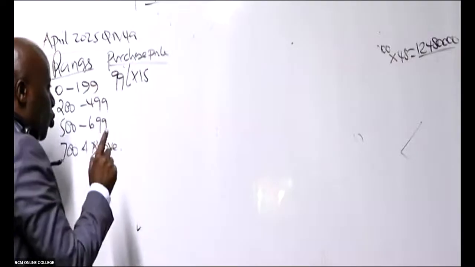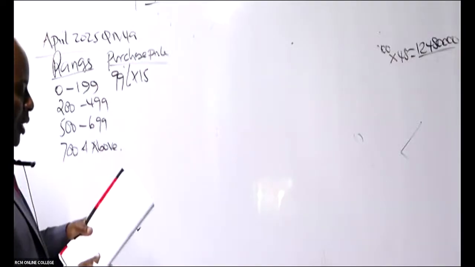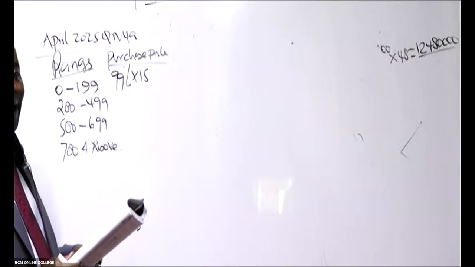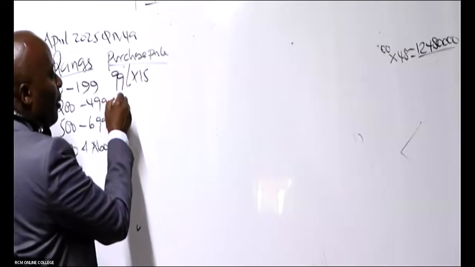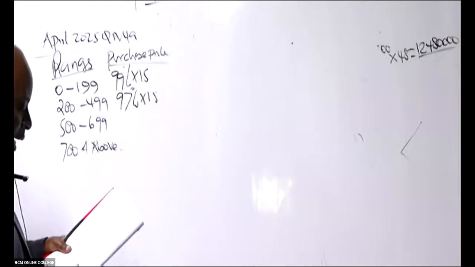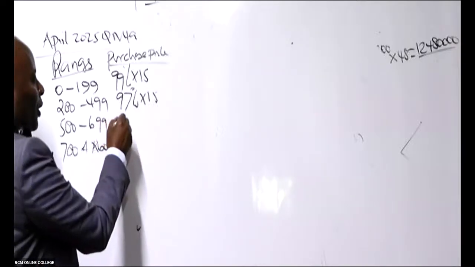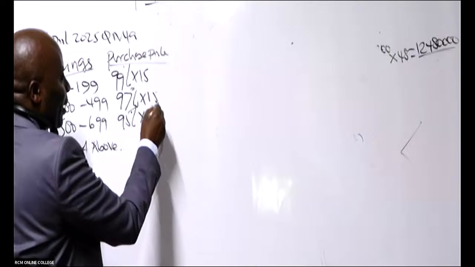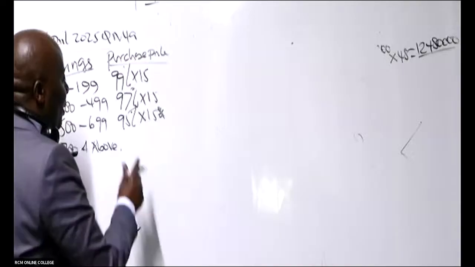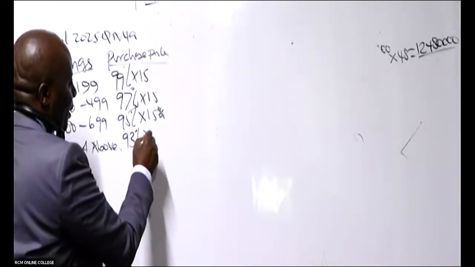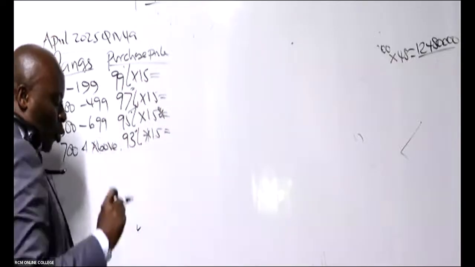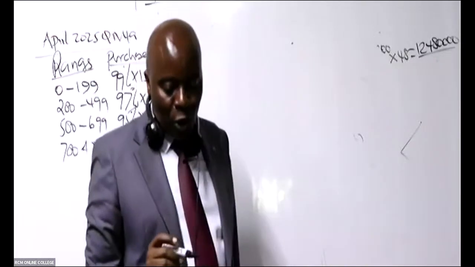Now, can we kindly continue? How about this other class? The discount is 3%. So it means we procure it at 97% of 15. The other one, 5%, meaning that I procure this at 95%. The other one, 7%, means that I procure this at 93%. That is a very good step that a very good student should have gone through to get some free marks.